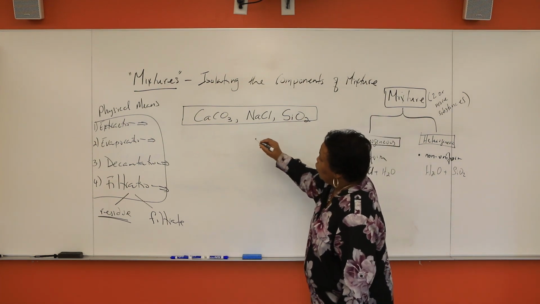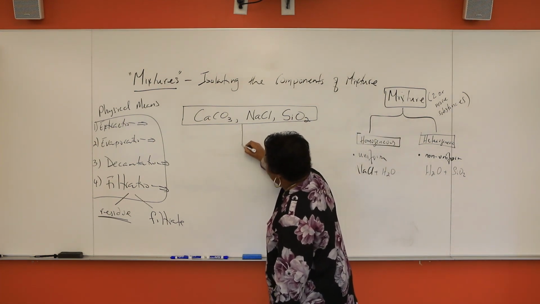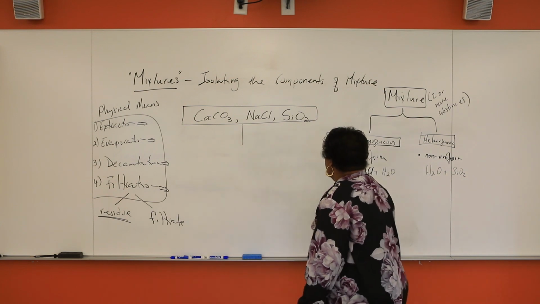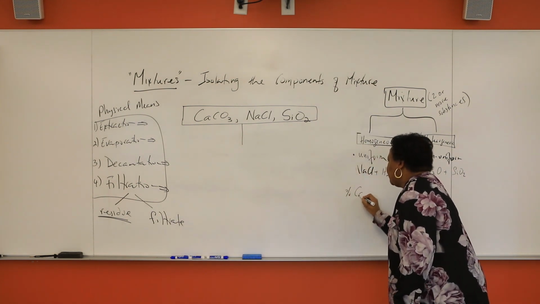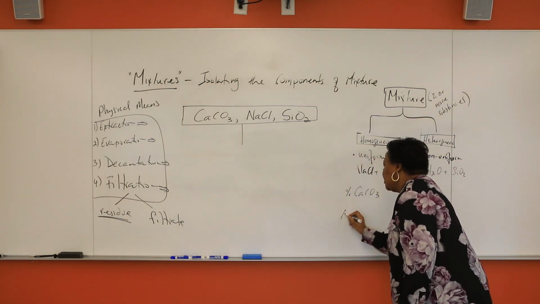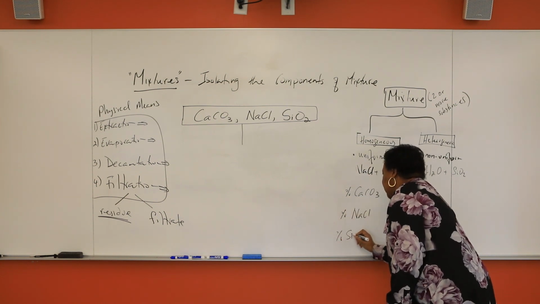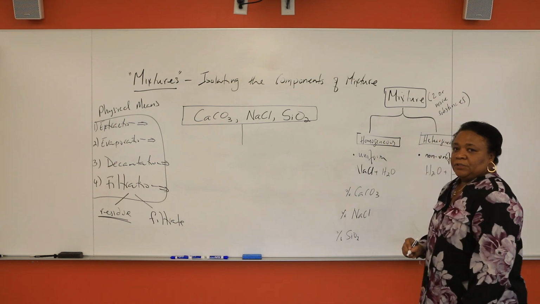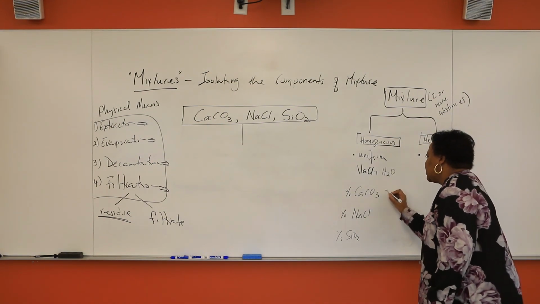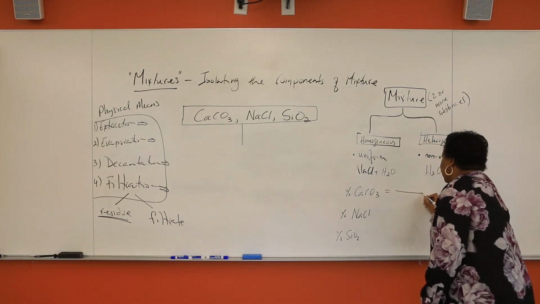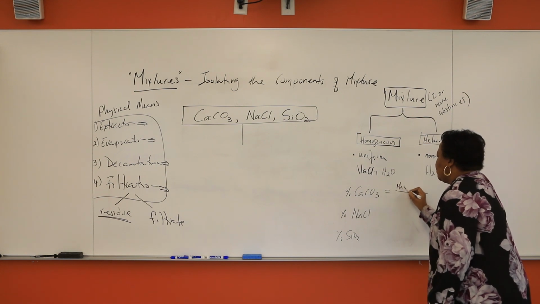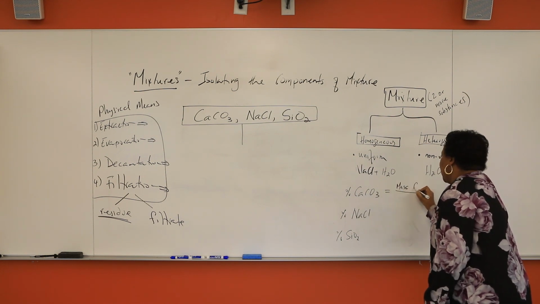Alrighty, so what's the first thing we're going to do in today's lab? Our goal will be to determine the percentage of calcium carbonate, the percentage of salt, and the percentage of sand at the end. So how can we do this? To determine the percentage, what do I need to know? At the end of today's experiment, you will need to know the mass of calcium carbonate.